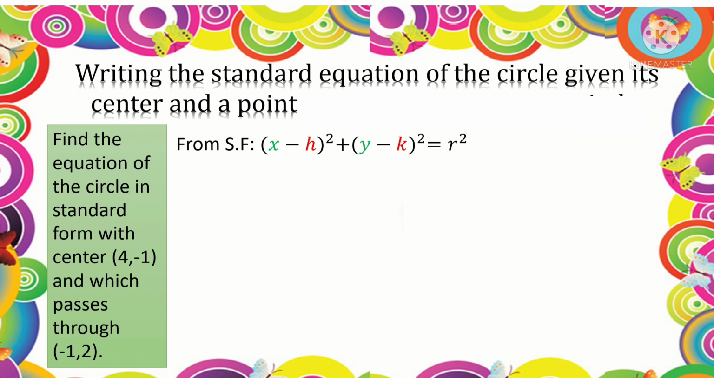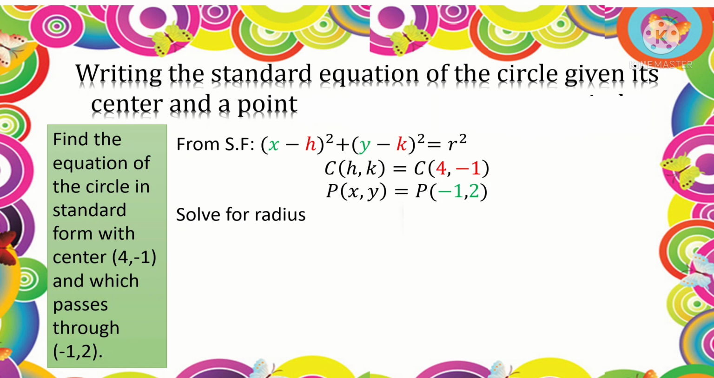Substitute everything that you have in the given. Your center h, k is equal to the center at the point 4, negative 1. And one of the points wherein the circle passes through is the point x, y. Or, let's substitute, the given is negative 1, 2. Then, you have to solve first the radius since we know what is the center of the given circle. To solve for the radius, let us use the standard form.